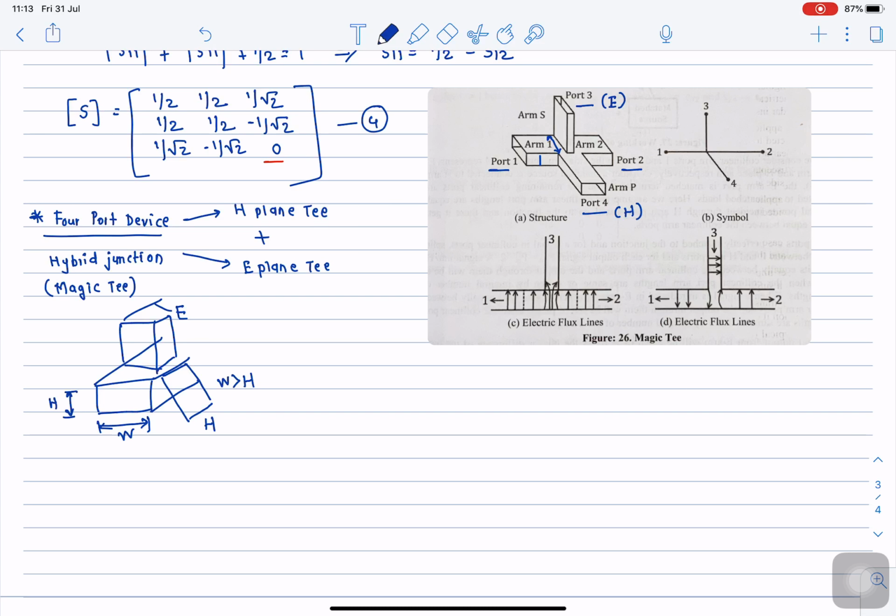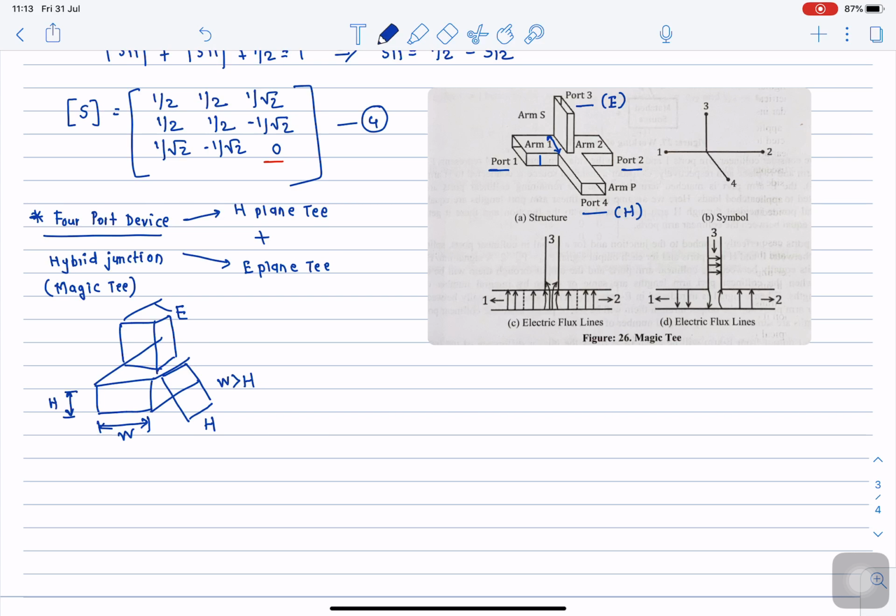The arm which is connected to the other slot in the narrow wall of the waveguide is known as the H-plane arm. So how the E-plane arm and H-plane arm are connected with the collinear arm is in front of you. The electric field configuration is also shown over here. Actually this is a simple combination of E-plane T with H-plane T. E-plane T and H-plane T both consist of 3 ports. So if you combine them together, we will get a new device.